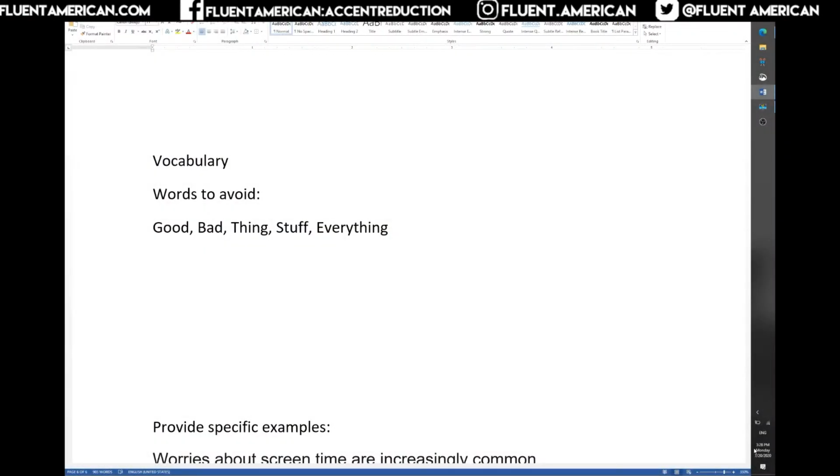One of the issues that I see with students' writing is that there's just not enough of a push to use vocabulary that's a little bit more advanced, that includes more collocations, idioms, phrasal verbs. If your goal is to get a 7 or above, you really need to be incorporating those into your essay writing. Saying words, for instance, like good, bad, stuff, thing, everything, everybody, anybody.